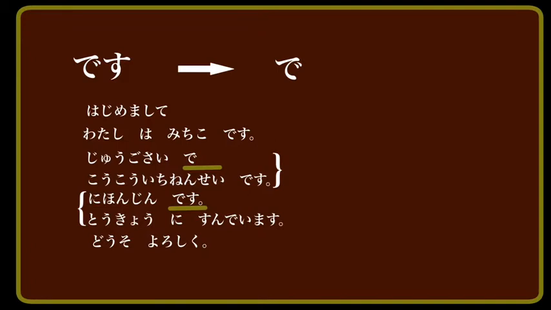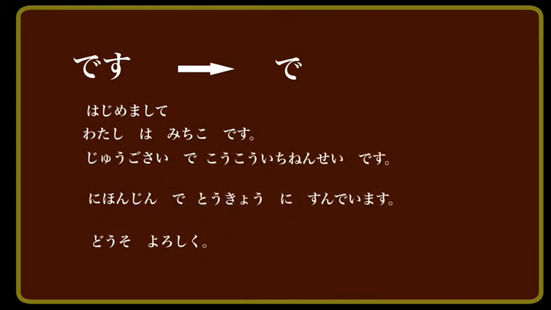So, for example, saying we were 15 years of age and in year 1 of senior high school would be as simple as saying 15歳で高校1年生です. And that makes us sound like we can actually speak Japanese a little bit more maturely than in individual sentences. I am Japanese and I live in Tokyo. 日本人で東京に住んでいます. So now our self-introduction is a lot more mature. はじめまして。私はMichikoです. 15歳で高校1年生です. 日本人で東京に住んでいます. どうぞよろしく.